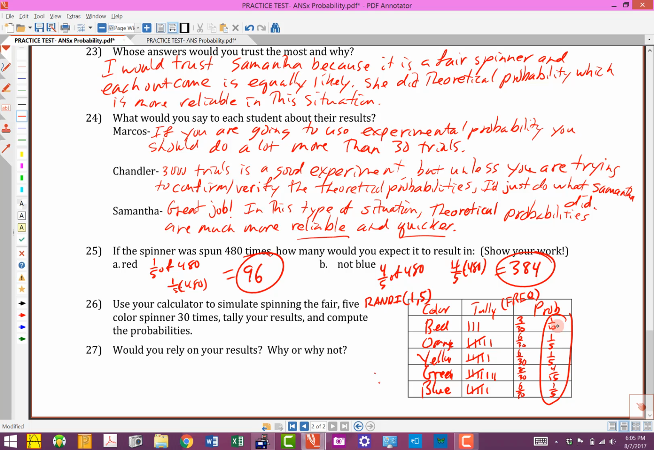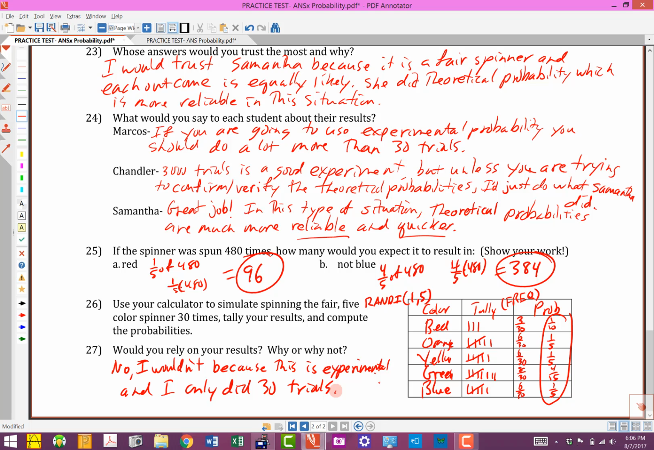And then the very last question here says, would you rely on your results? Why or why not? Okay, so we're going to say something like this: no, I wouldn't. And think about the reason why you wouldn't. Okay, these are experimental, so we're going to say because this is experimental probability, and I only did 30 trials.